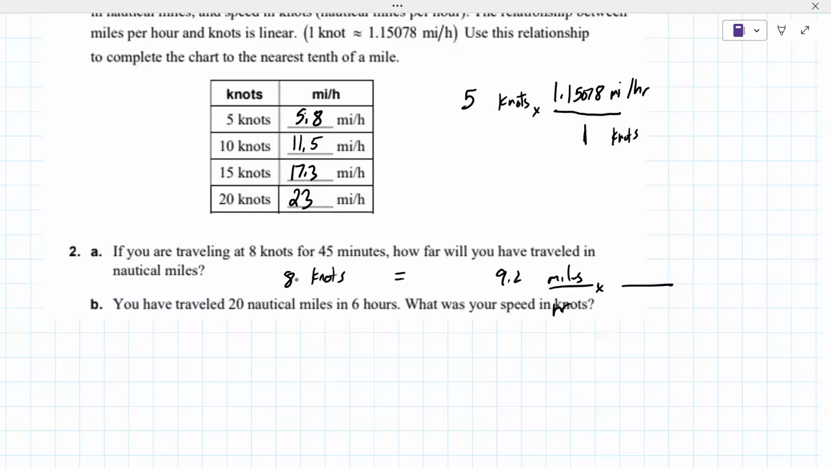So it'd be 9.2 times 0.75, because you've gone 3/4 of a mile. So it's basically 9.2 times 0.75. So then you will have traveled 6.9 nautical miles.